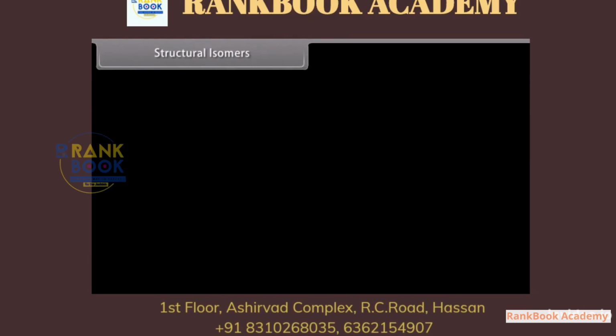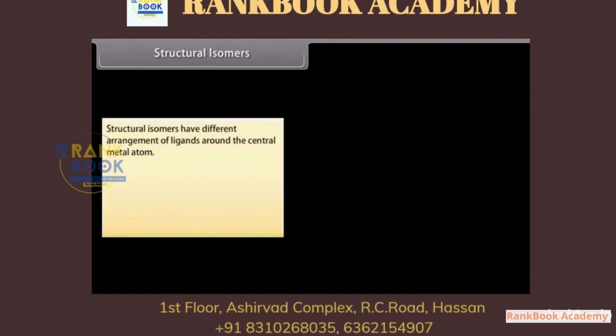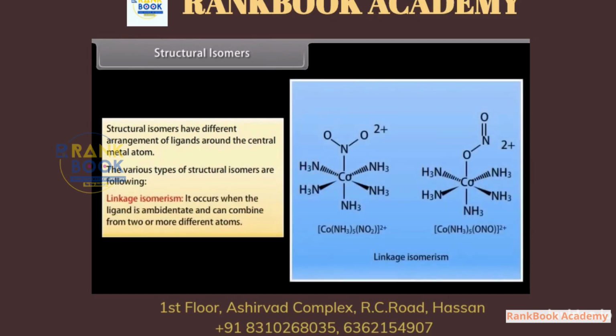Structural isomers. Structural isomers have different arrangement of ligands around the central metal atom. The various types of structural isomers are following. Linkage isomerism. It occurs when the ligand is ambidentate and can combine from two or more different atoms.